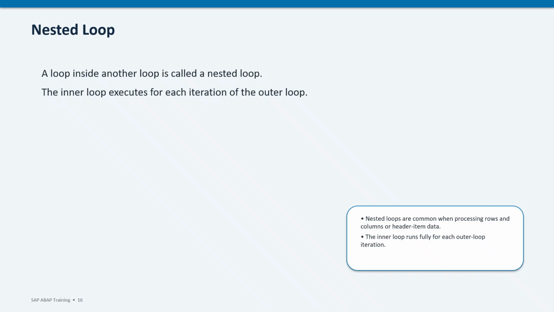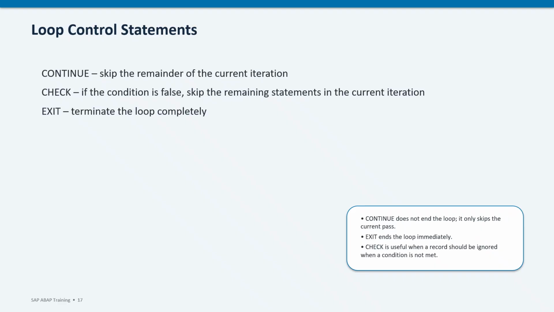Next we'll discuss loop control statements. ABAP provides a few loop control statements: continue, check, and exit for controlling loops. While we are executing the entire loop, if you want to suddenly skip the current iteration, we can use the continue keyword, and then it starts the next iteration.